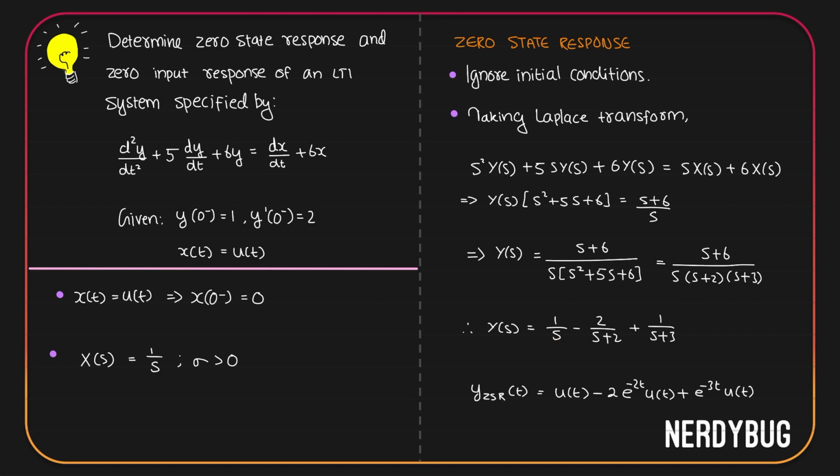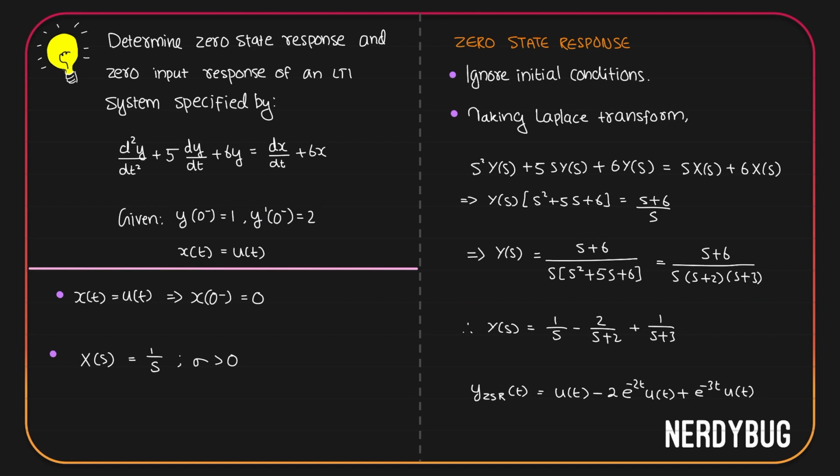Now we know inverse of 1 by s can be u of t or minus u of minus t, but I have taken u of t. Inverse of 1 by s plus 2 can be e raised to minus 2t u of t or minus e raised to minus 2t u of minus t. Here also there are two options, but I have taken the right-sided version of all of them because in unilateral transform we have to take the right-sided version. The integral is from 0 to infinity.